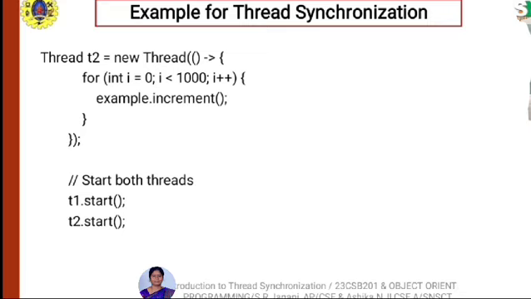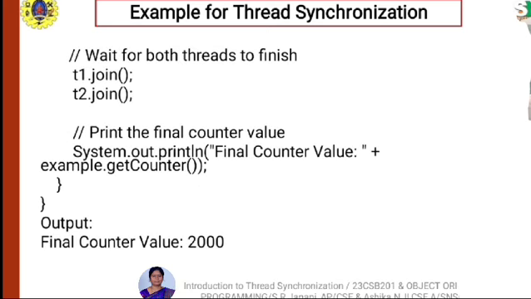And then we start both threads, t1.start and t2.start. We wait for both threads to finish with t1.join and t2.join. Then the two threads are joined. Print the final counter value. We use System.out.println to print the final counter value. Then the output value is printed on the console screen, and that is 2000.